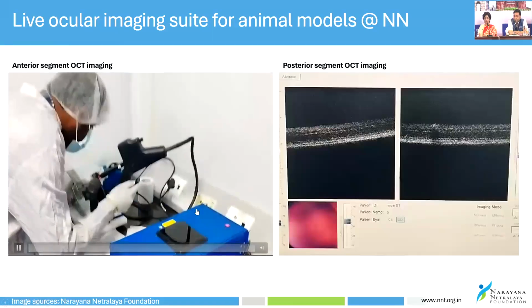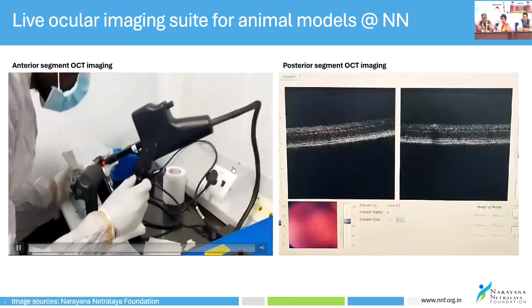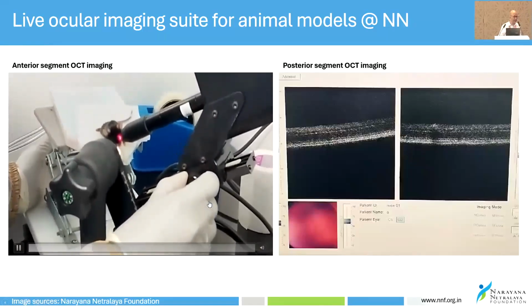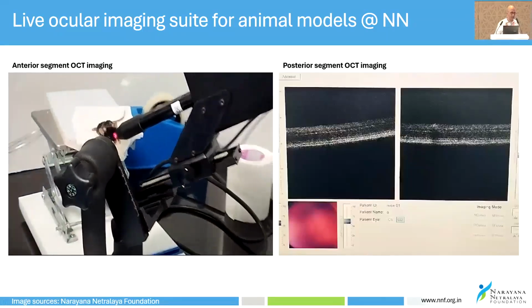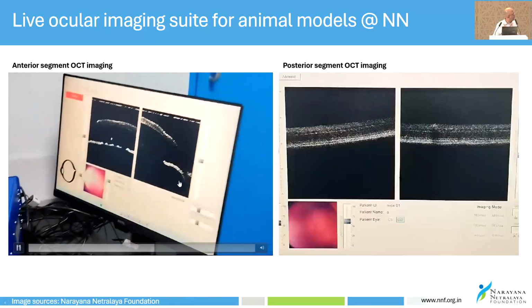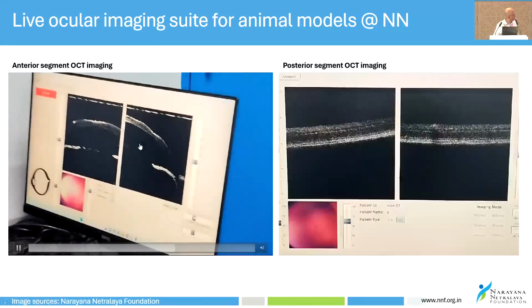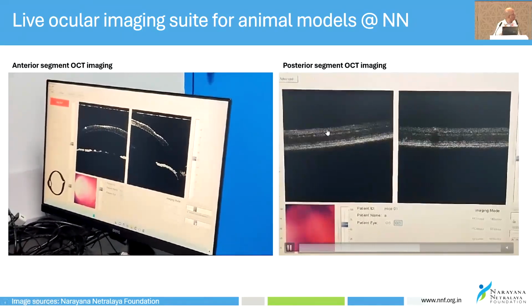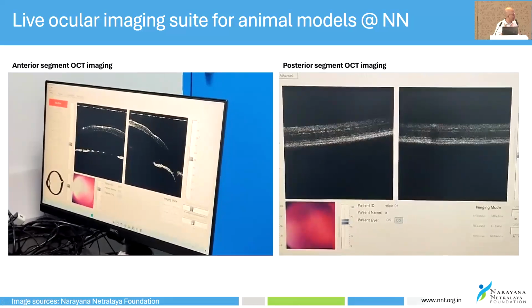And this is somebody who is trying to get the anterior segment OCT live. The animal is alive, it's anesthetized, it's comfortable, it does not go through any kind of difficulty. And you can see the live imaging popping up there. And this is the live imaging of a posterior segment OCT, not from the same animal, from a different animal.